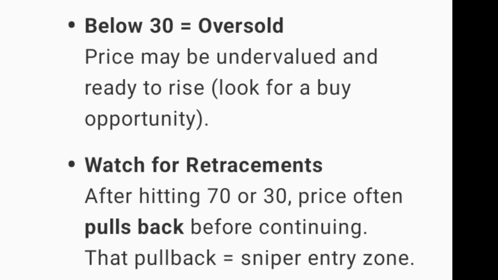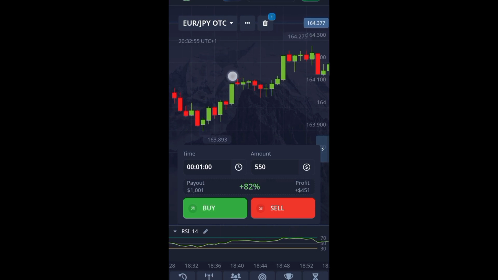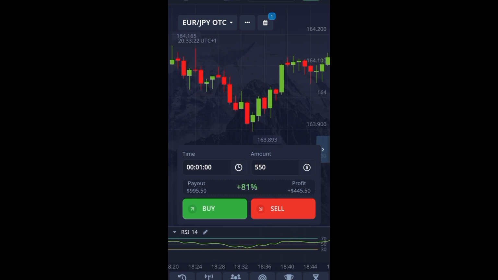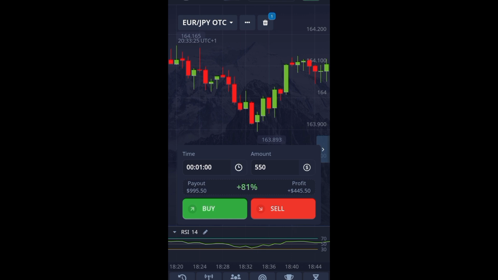When trading with the RSI indicator, the key factor is to always watch out for retracement, meaning once the RSI indicator hits the 70 or the 30 marks, the price often pulls back before continuing, and that right there is your sniper entry zone. Let's check this out. Right here we can see that the RSI had hit the 70 mark, and tracing downwards we can see that it was on a downtrend before pulling back and actually continuing in an uptrend.